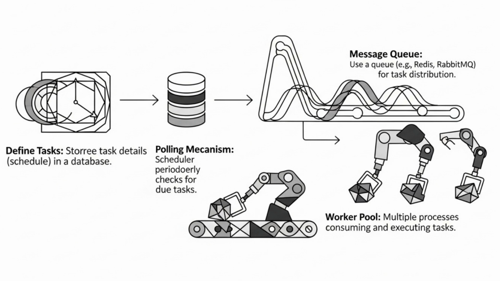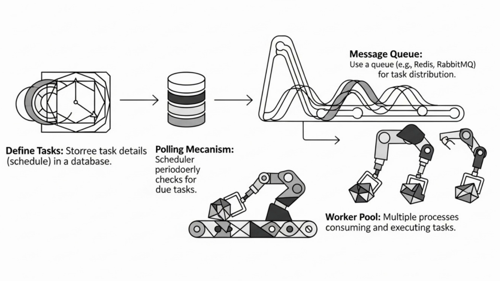Finally, you'd have a worker pool. These are separate processes, perhaps running on different servers, that continuously listen to the message queue. Whenever a new message appears, a worker picks it up, executes the defined function, and then potentially reports back the status. You can easily scale your worker pool up or down based on your workload.